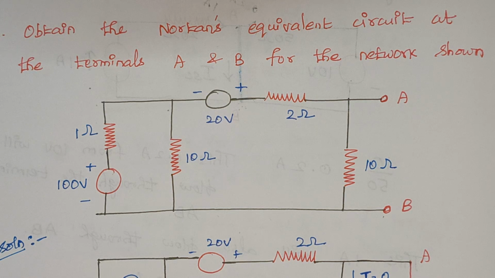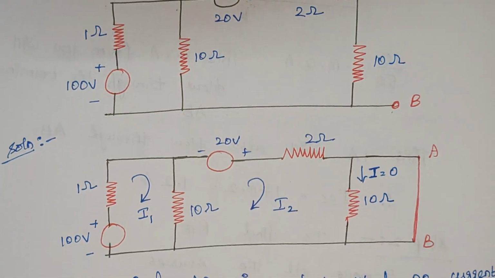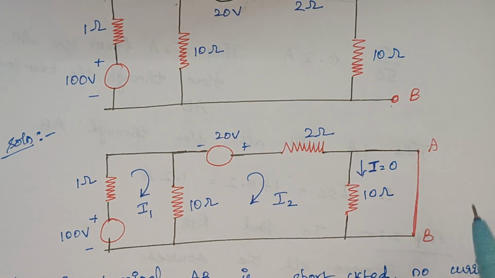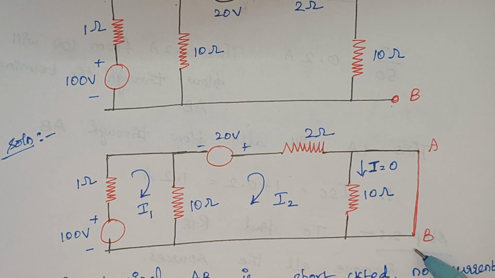Whenever we are requested to draw the equivalent circuit, the first thing is we have to calculate the short circuit current. To calculate the short circuit current, we have to short circuit the terminals. So here we have to short circuit AB. This is how it looks. Here I have short circuited this terminal.